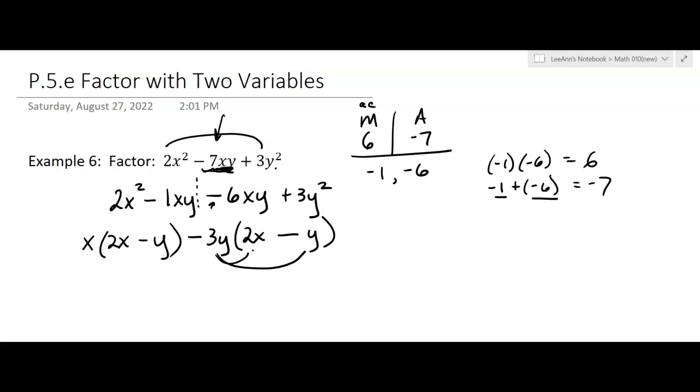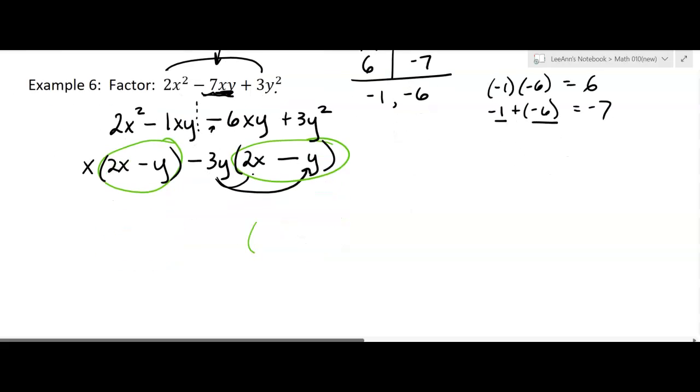Okay, negative 3, I'm checking it. Negative 3y times negative y, is that 3y squared? Yes. Okay, now the good news. This parenthesis and this parenthesis, binomial, I should say this binomial and that binomial, they're the same. That's great because now I'm going to have 2x minus y as one of my binomials, and the other binomial is going to be x minus 3y.